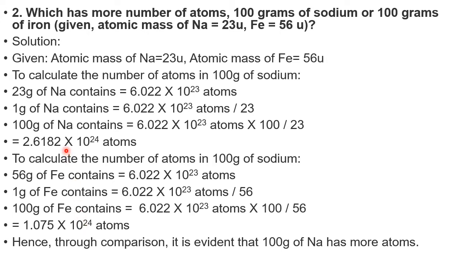It is the sodium. Why? Because sodium is lighter than the iron. Iron is heavy. Okay, mass is same, but iron is heavier. So 100 grams of iron means they contain less number of atoms. That is proved here, 1.075 into 10 to the power 24 atoms. Okay, so out of the two samples, it is the sodium sample that has got more number of particles.